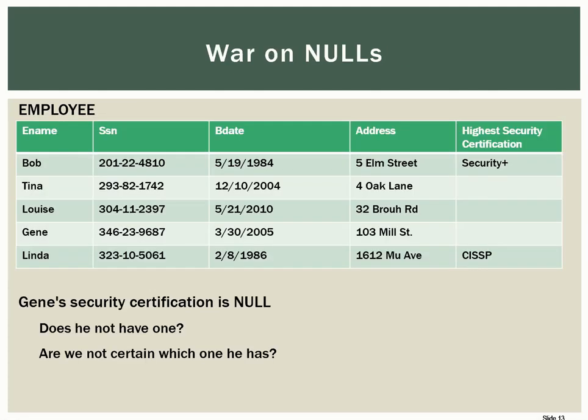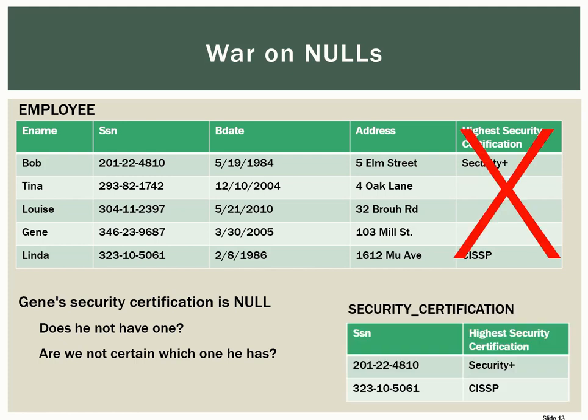Once again, here's our table of employees. We've added a new column. We've added a column to keep track of the highest security certification employees have received. But not every employee is going to get a security certification. We know that Bob has the Security Plus certification. We can see that Linda has the CISSP certification. But when we look at Jean, we realize that Jean has a null value there. What does it mean? Does it mean that Jean did not get a security certification? Or does it mean that he maybe got one, but we're not sure which one he got? These are why we don't like to have nulls, because they're difficult to interpret.